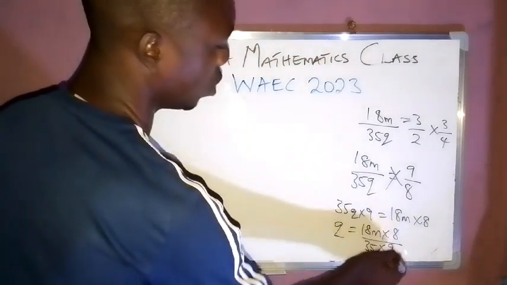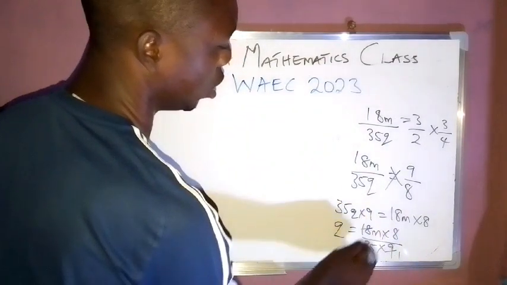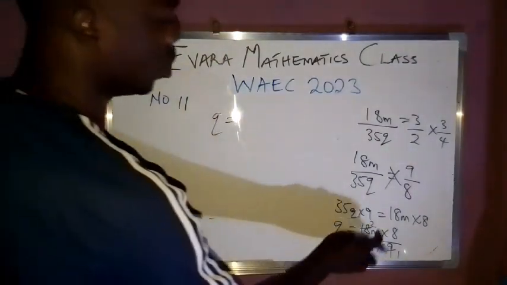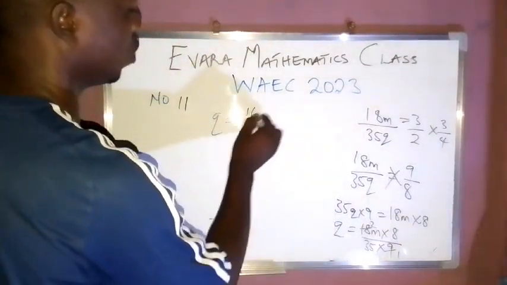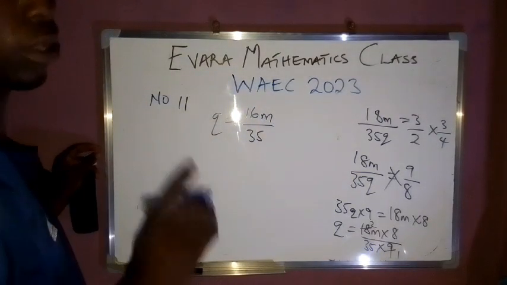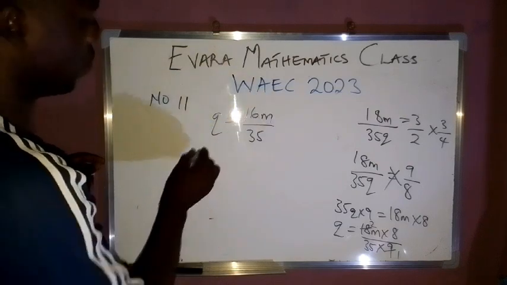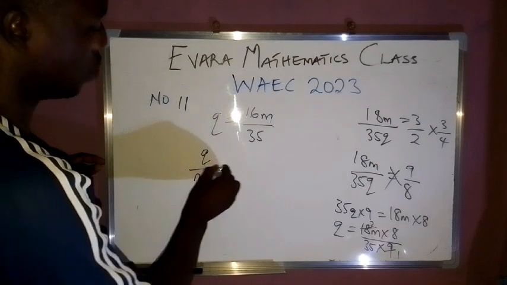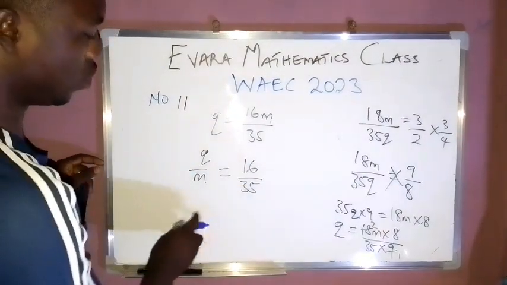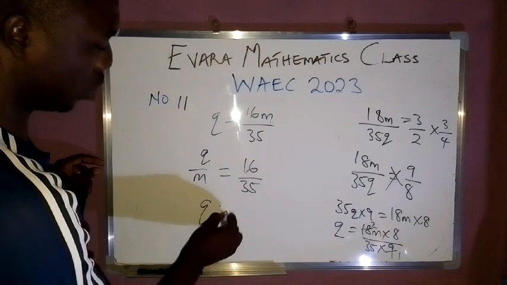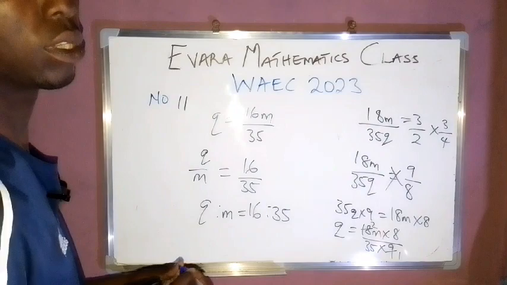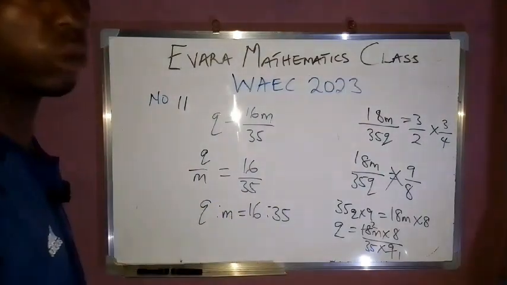So here we have 9 here, 9 in 18, that is 2. So Q will now be 2 times 8, 16M over 35. So lastly, if you divide both sides by M, you have Q over M equals 16 over 35. So now we can say that Q ratio M equals 16 ratio 35. So we've gotten the required ratio.